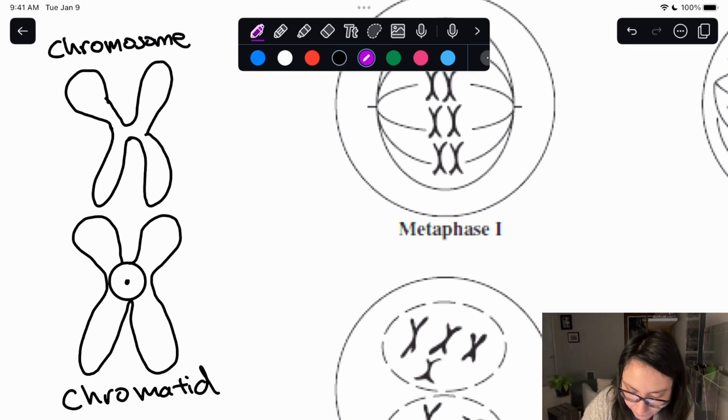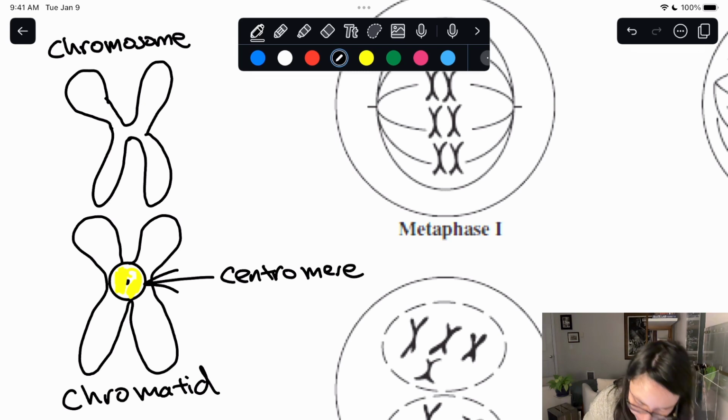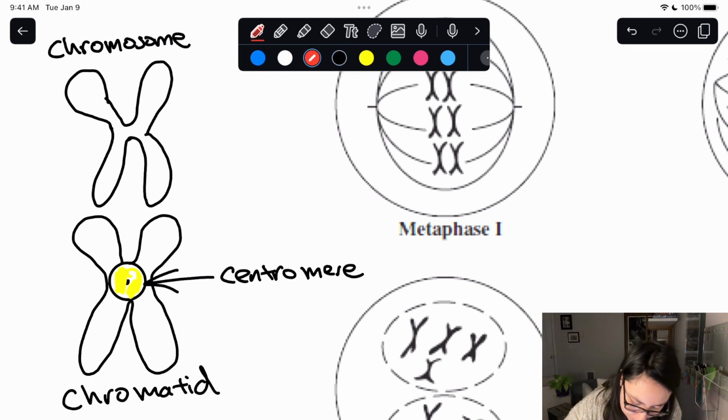Another thing that gets confusing is centromere. It's centromere. This right here that I'm circling all in yellow is a centromere. And the chromatids are attached to it. And then I'm going to draw in different colors here why this is important to know.